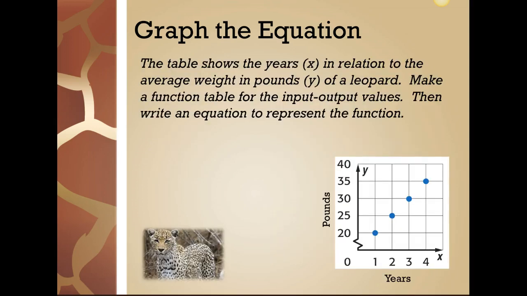The table shows the years in relation to the average weight in pounds of a leopard. Make a function table for the input-output values. Then write an equation to represent the function. The first thing we're told to do is make a function table, so I'm going to draw that. We can see from our graph that the x-axis has the years on it, and the years 1, 2, 3, and 4 are included, so I will add those to my function table.